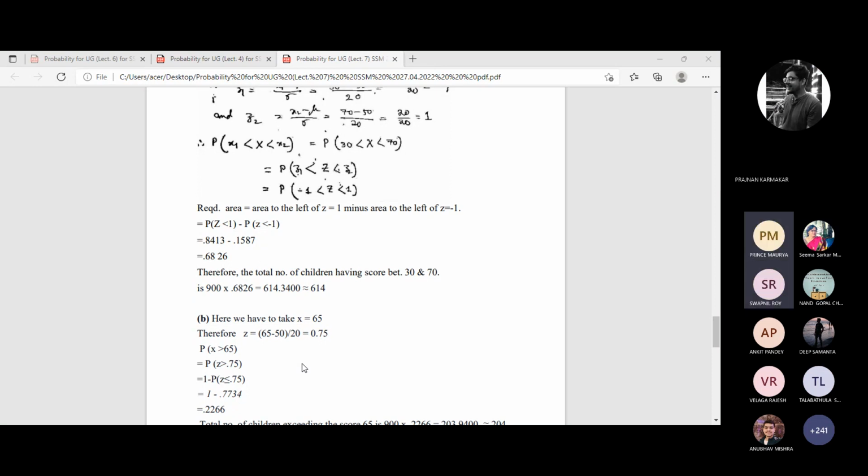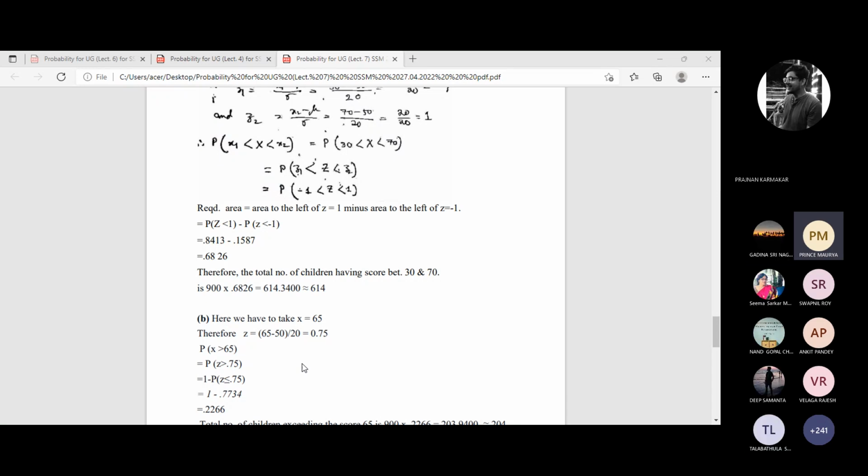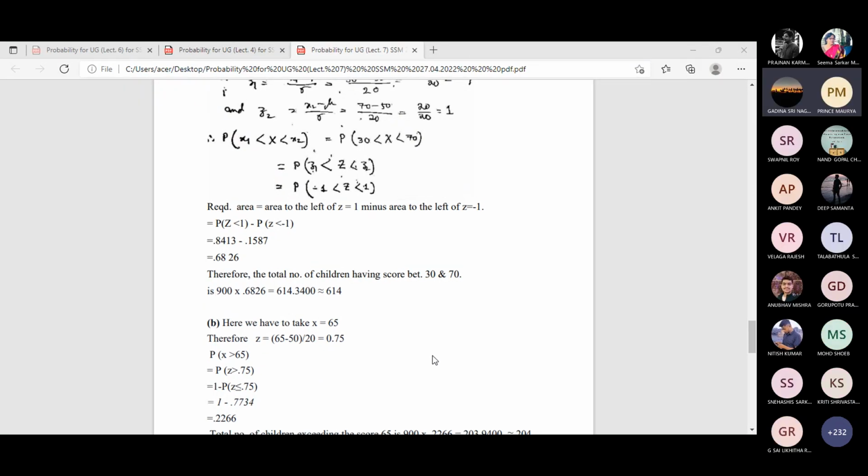Ma'am, I have a doubt regarding the transformation. As we are using z equal to x minus mu by sigma, right, ma'am? Yes, here z equal to x minus mu by sigma is for z, the standard normal random variable.